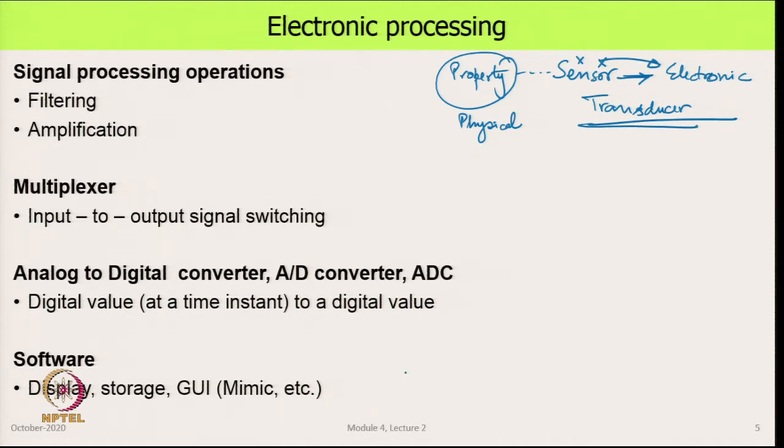Now, let us see what happens to that electric signal that comes out of this. One of the operations that we saw there was signal processing, where we do two things. We do filtering and amplification. After that, there was a multiplexer, which was basically nothing but input to output signal switching. It does not change the signal itself. So, there is no change in the signal from input to output.